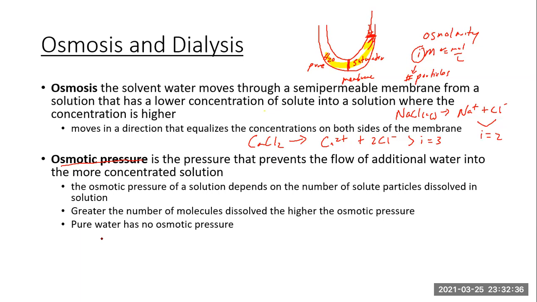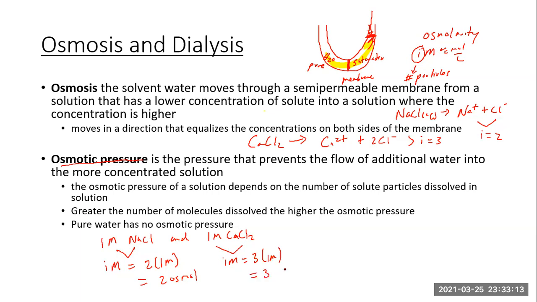Well, if we have a 1 molar solution of sodium chloride and a 1 molar solution of calcium chloride, you may think that they both might exert the same osmotic pressure. But if we calculate the osmolarity of sodium chloride, being i times the molarity, which would be 2 times 1 molar, that would give us 2 osmolarity, or osmol as it is sometimes referred to. If we did calcium chloride, i times the molarity would be 3 times 1, and it would have a 3 for its osmolarity. The calcium chloride would have a greater osmotic pressure because there are more particles dissolved in the solution. So the greater the number of particles in the solution, the greater the osmotic pressure.